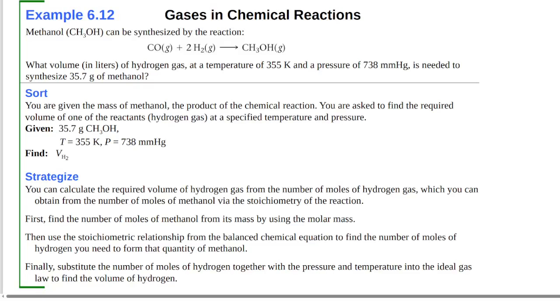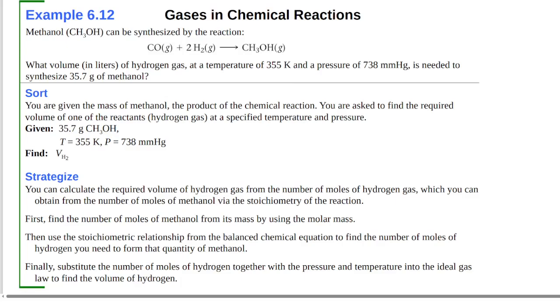In this video, we'll discuss how to use chemical equations to convert quantities of gases. In this example, methanol can be synthesized by the reaction carbon monoxide plus H2 yields methanol. What volume in liters of hydrogen gas at a temperature of 355 Kelvin and a pressure of 738 millimeters of mercury is needed to synthesize 35.7 grams of methanol?